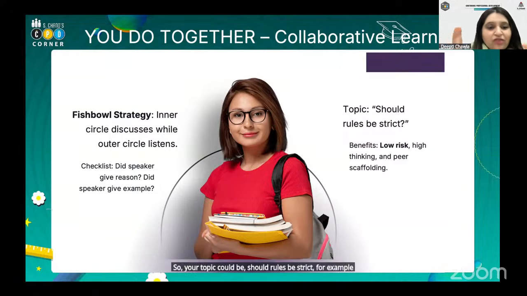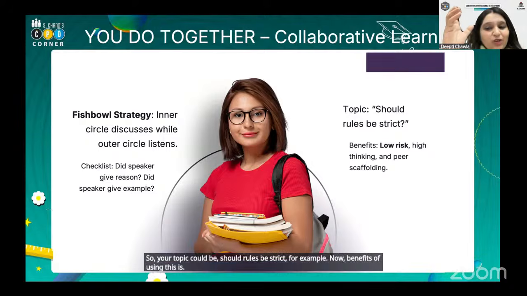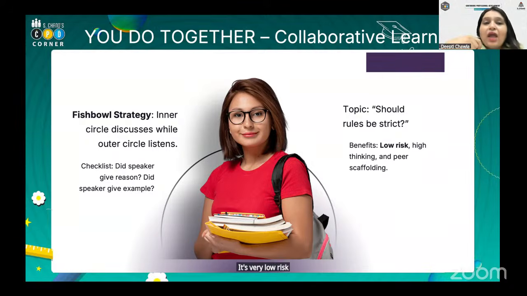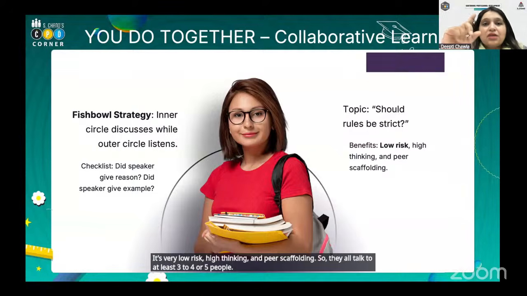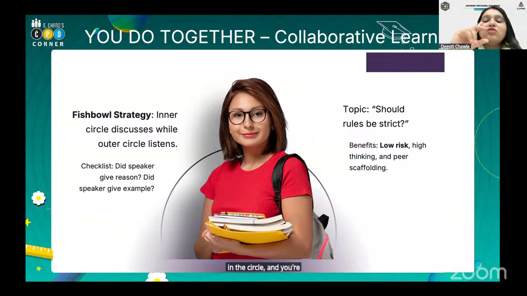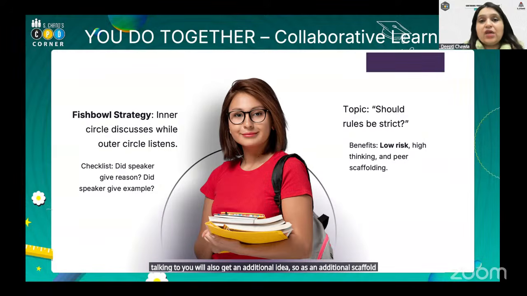Now the benefits of using this is, it's very low risk, high thinking, and peer scaffolding. So they all talk to at least 3 to 4 or 5 people in the circle, and you're managing the entire class in one go, and they would have a few ideas, right? You can be part of the circle if required, and then at least the children who are talking to you will also get an additional idea. So as an additional scaffold, you can be part of it.